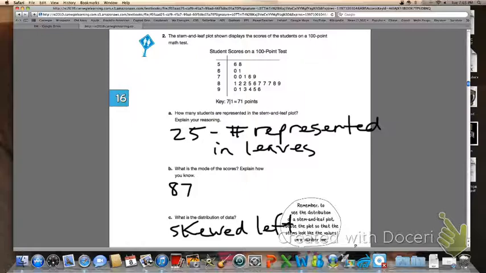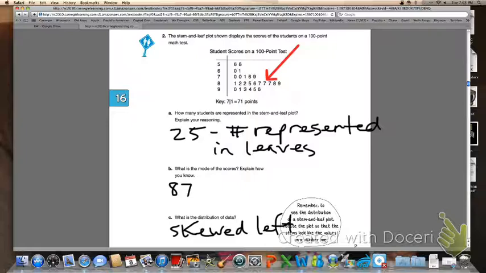For letter B, it asks you what is the mode of the scores. The mode of the scores is going to be 87. If you examine each row of the stem and leaf plot, the row with 8 as the stem contains 3 sevens. If you take a look at this part of the stem and leaf plot right here. Since this is the most number of times a leaf occurs in one row, then 87 would be the mode.